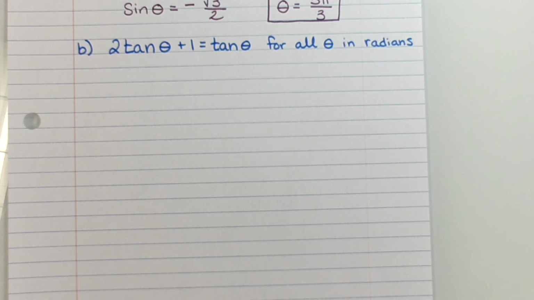Two tangent of theta plus 1 equals tangent of theta. First thing I need to do is get it where it's trig equals number, not trig getting multiplied by a number, adding a number, equal to more trig. Thoughts on where to go with it? Minus what?